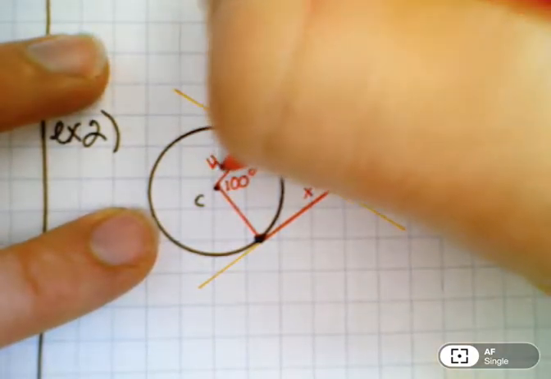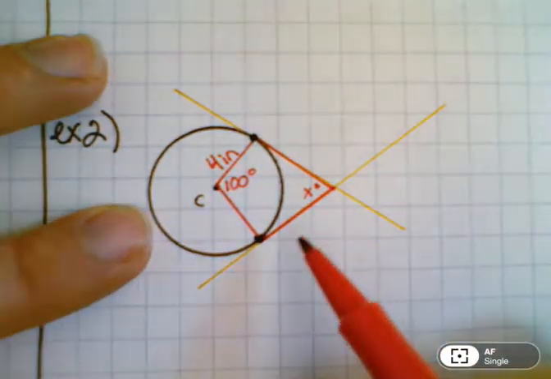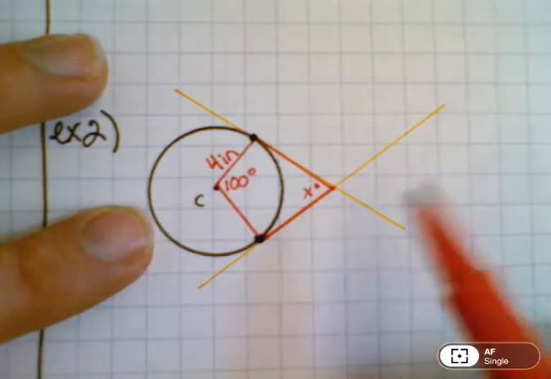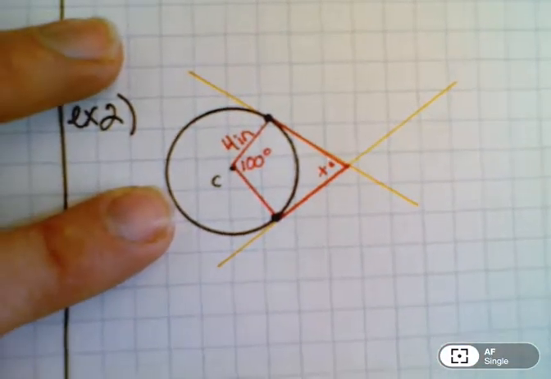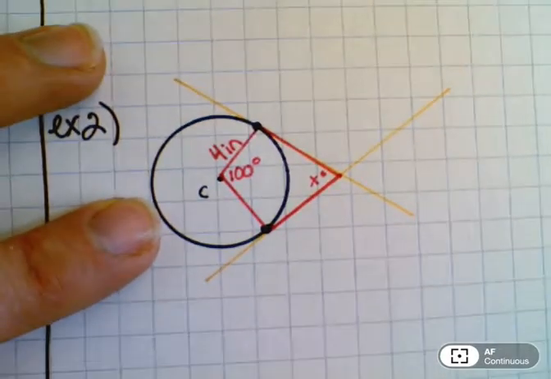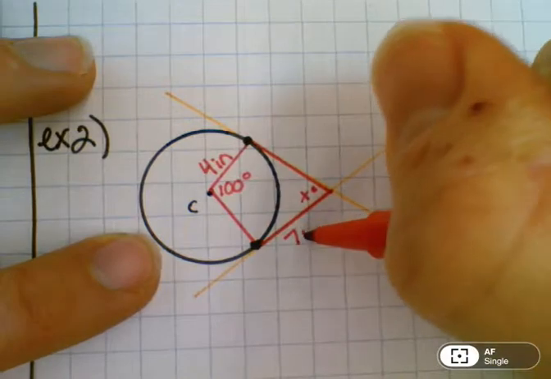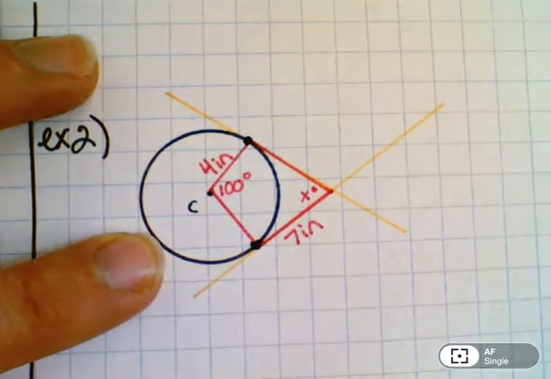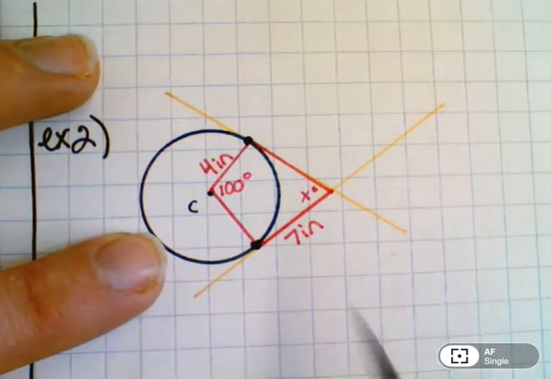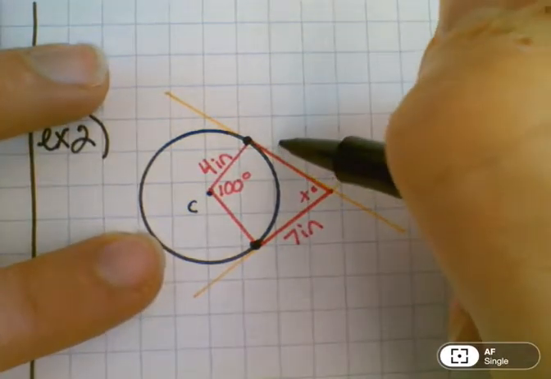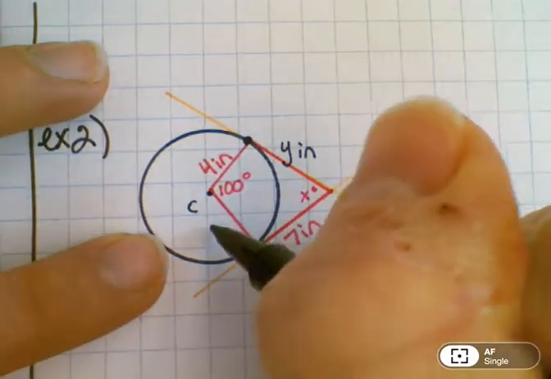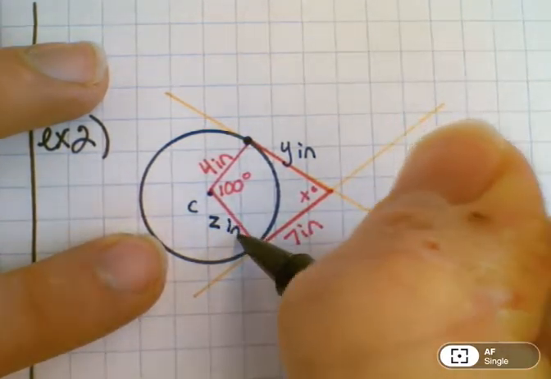This radius here is 4 inches. And this length here, I need to focus this for you guys. Hold on here. There we go. This length here is going to be 7 inches. And then there's some missing information. We already have got x here. We're going to say this is y inches and this is z inches.